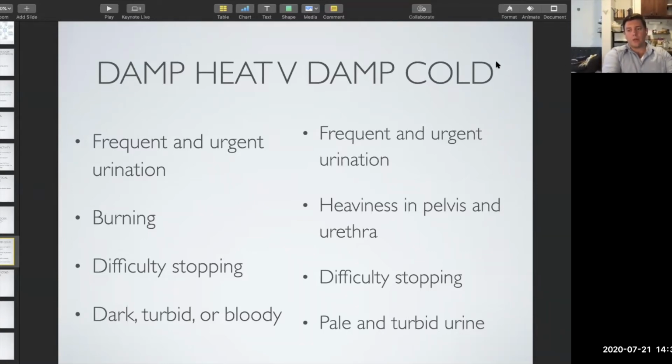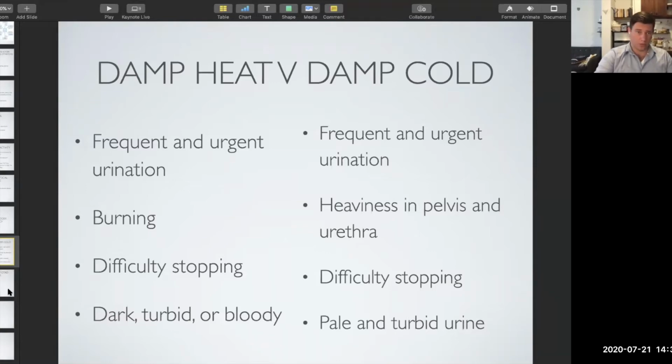For cold, can it be a wind-cold invasion? There actually are wind-cold patterns that involve the urinary bladder. This is something that we're going to be talking about in the Shanghan Lun section. The Shanghan Lun describes wind-cold patterns that directly affect the urinary bladder. But in this case, I wouldn't worry about that for now. Yes, the cold can be caused by wind-cold invasion, but I'm going to leave that there.